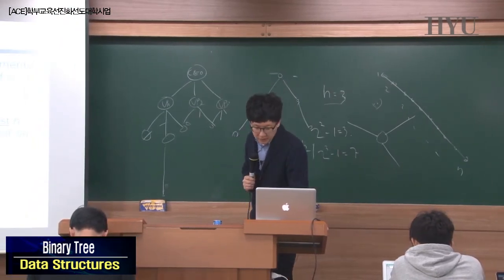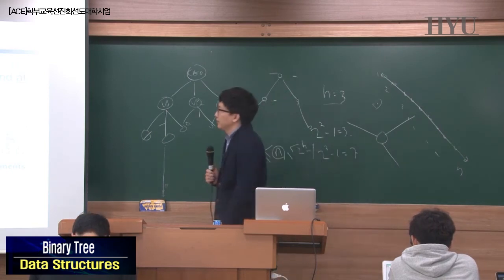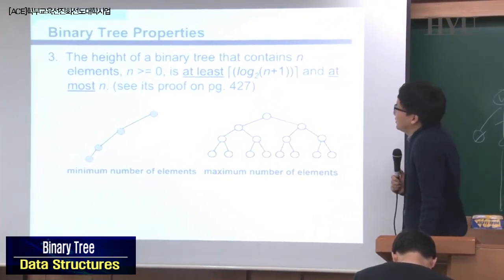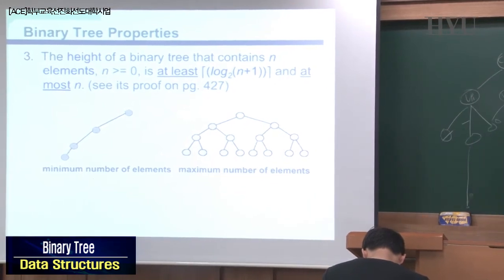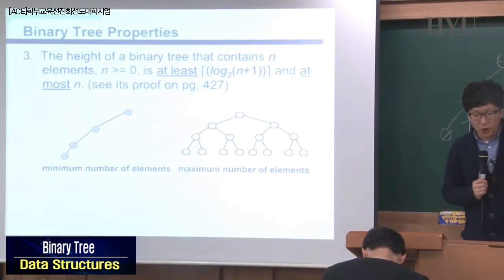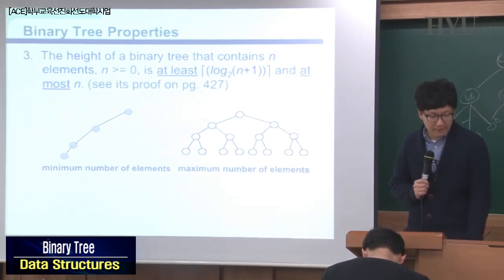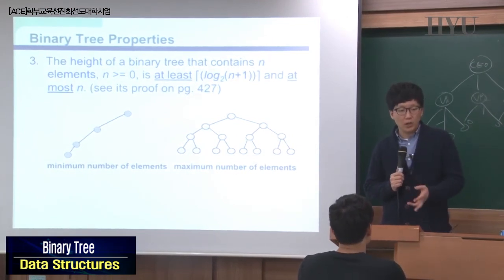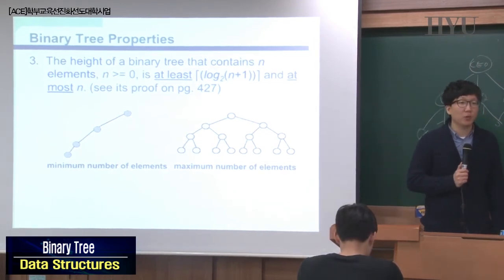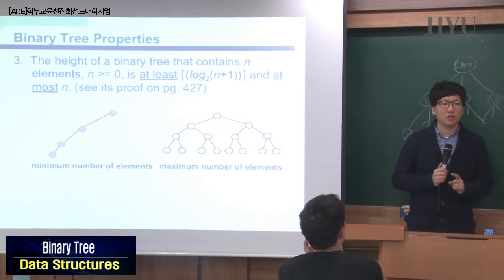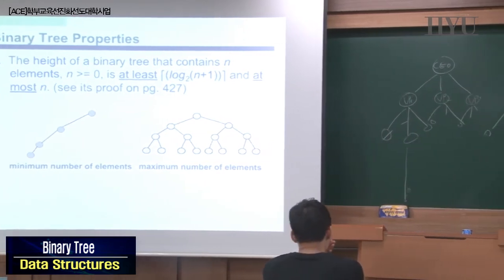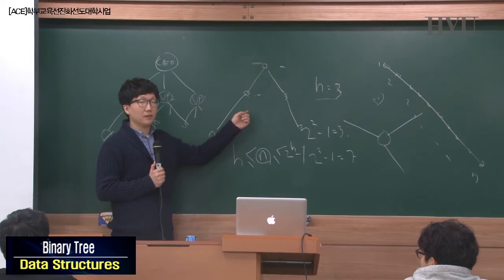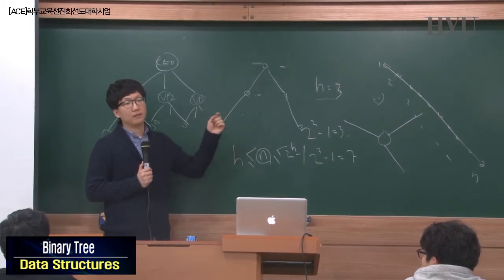The third property is also quite obvious. Oh, it's already drawn here. The height of a binary tree that contains n elements, where n is greater than or equal to 0, is at least log n plus 1 and at most n. Why do they say at most n? With n elements, the height of a tree is at most n. Or, if we do it this way, it's a log of n. With 8 elements, 2 to the 3, log base 2 of 8 is 3.